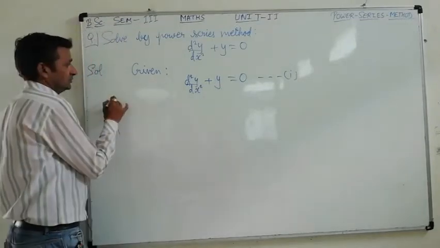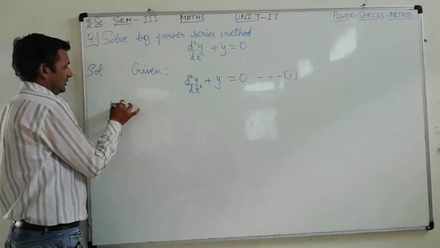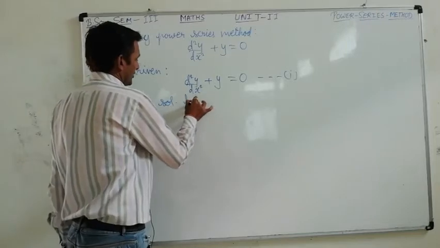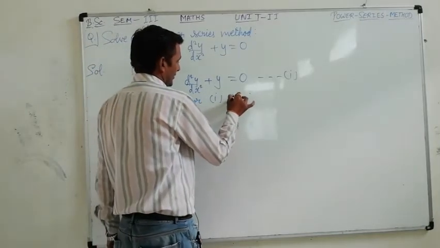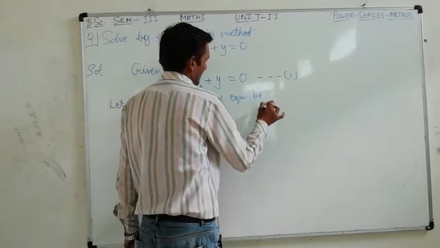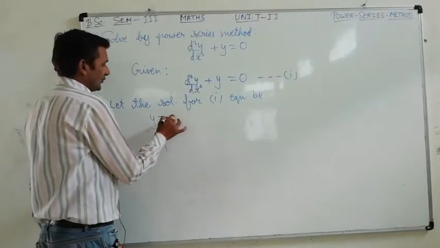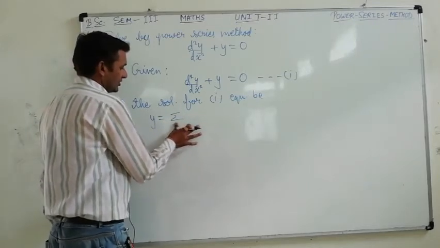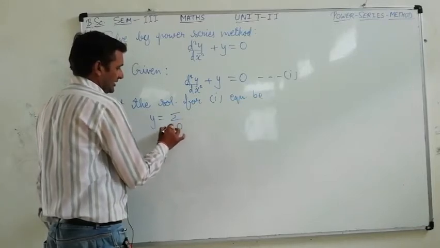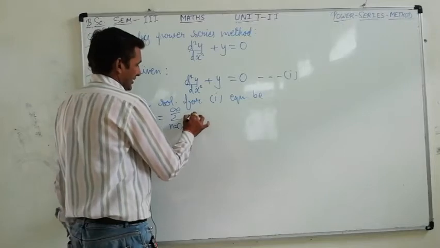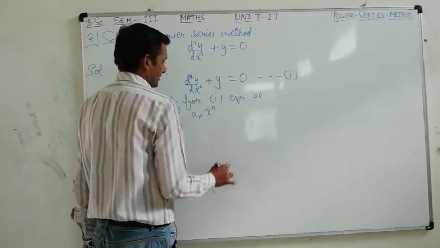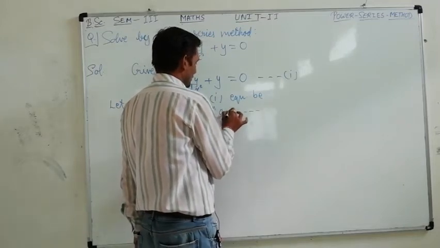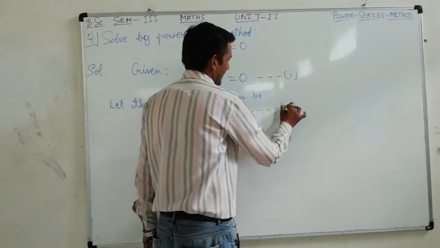Now, let the solution for first equation be y is equal to, we have to consider this sigma n is equal to 0 to infinity a n x raised to the power n, where a0 is not equal to 0. It is considered as second equation.